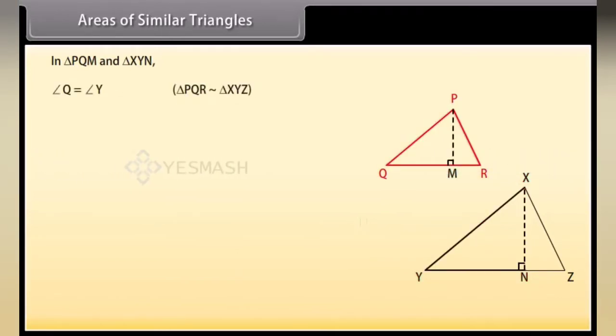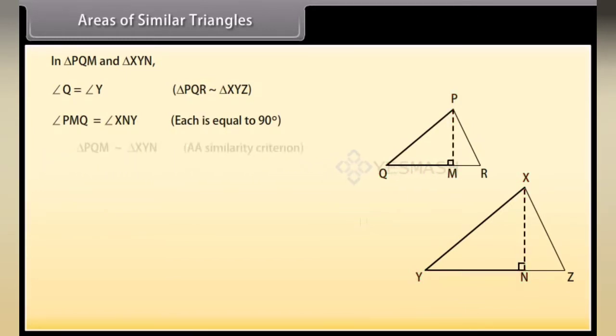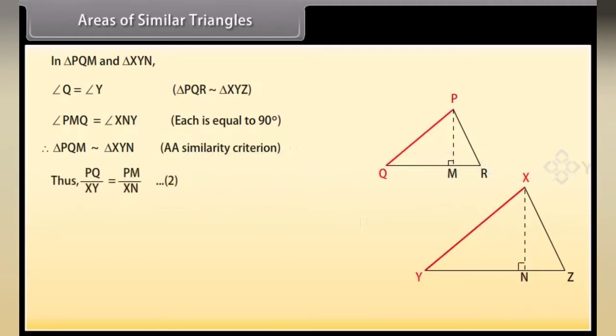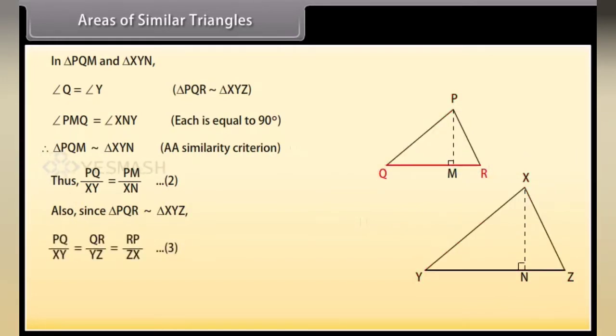In triangle PQM and XYN, angle Q is equal to angle Y, since triangle PQR is similar to triangle XYZ. Angle PMQ equals angle XNY, each angle is equal to 90 degrees. Therefore, triangle PQM is similar to triangle XYN by AA Similarity Criterion. Thus, PQ upon XY equals PM upon XN. Mark it as 2. Also, since triangle PQR is similar to triangle XYZ, PQ upon XY equals QR upon YZ, which is equal to RP upon ZX. Mark it as 3.